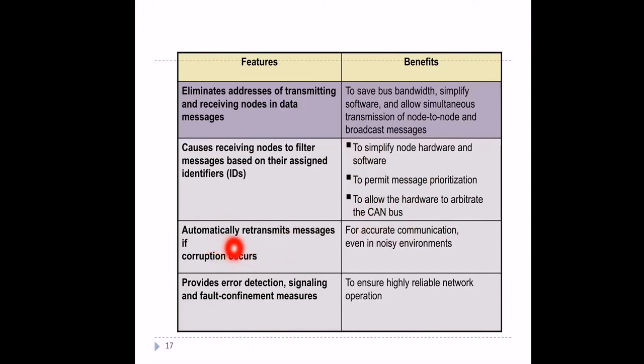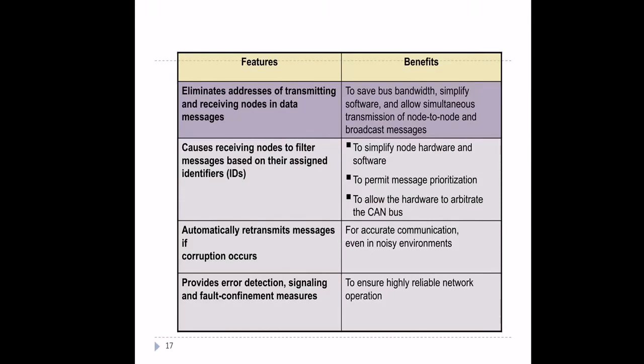CAN has a feature of automatically retransmitting messages if corruption occurs. Yes, for accurate communication even in a noisy environment. So this is how CAN retransmits, because if the corrupted data is not retransmitted, or if we try to send an error message, then there will be data loss as well as time consumed. But here CAN will try to retransmit, it will try to diagnose, it will try to correct it, and it will send the corrupted message without any data loss.